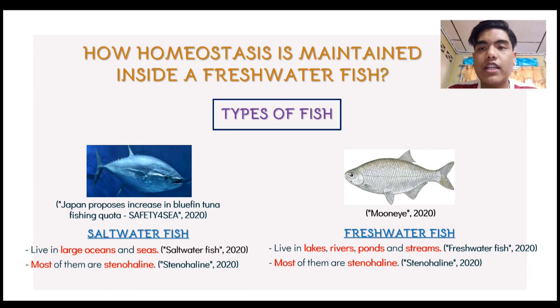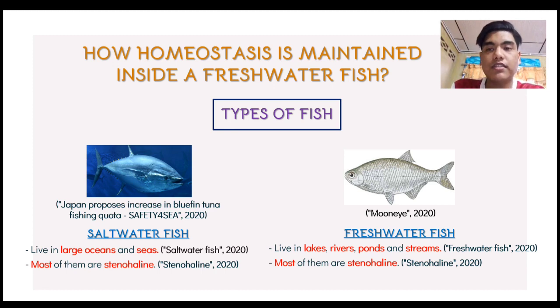So first of all, we need to know that there are two types of fish: the first one is saltwater fish and the second one is freshwater fish. Saltwater fish live in an environment which is high in salinity of water, whereas freshwater fish live in an environment which is low in salinity of water.